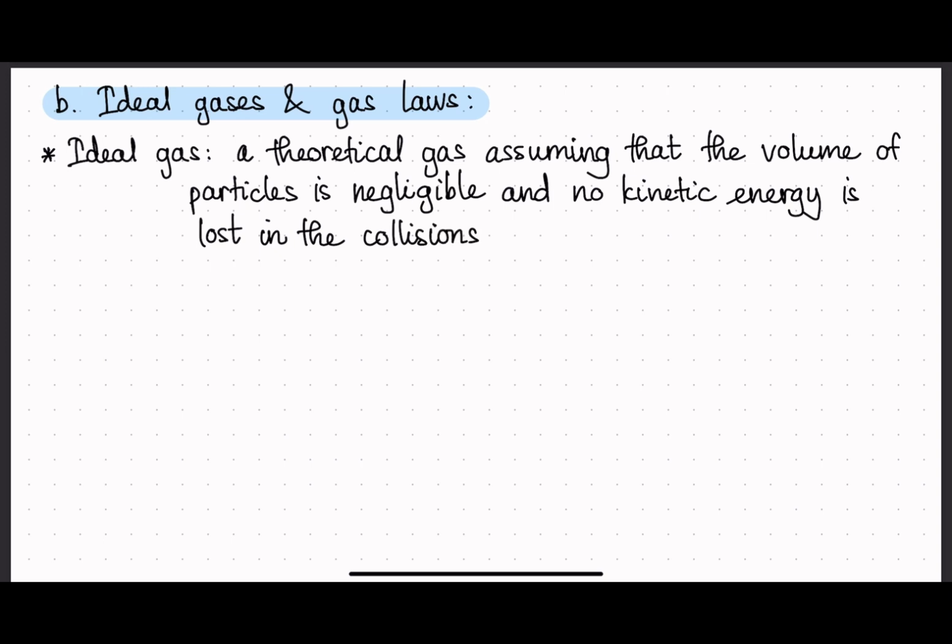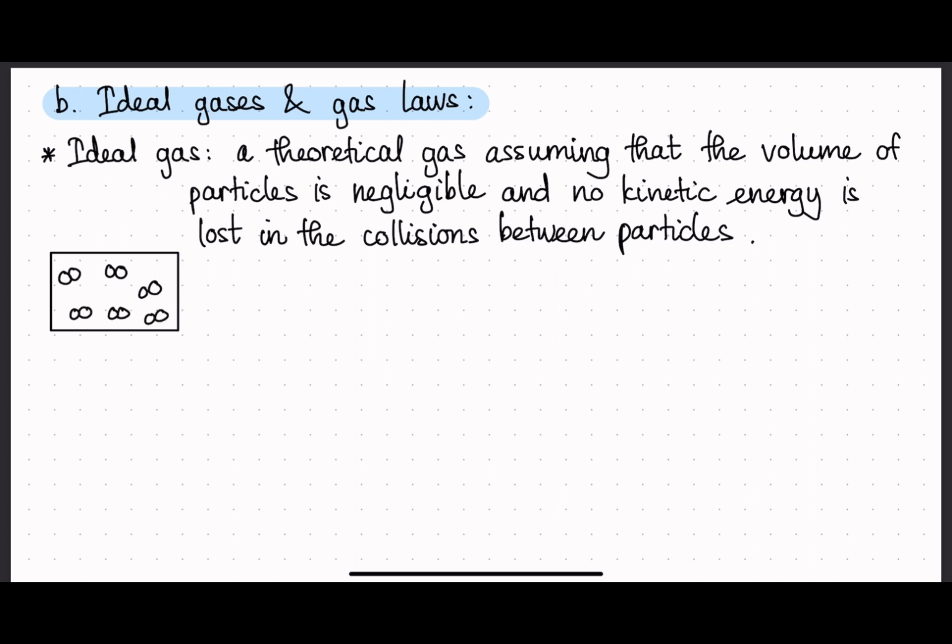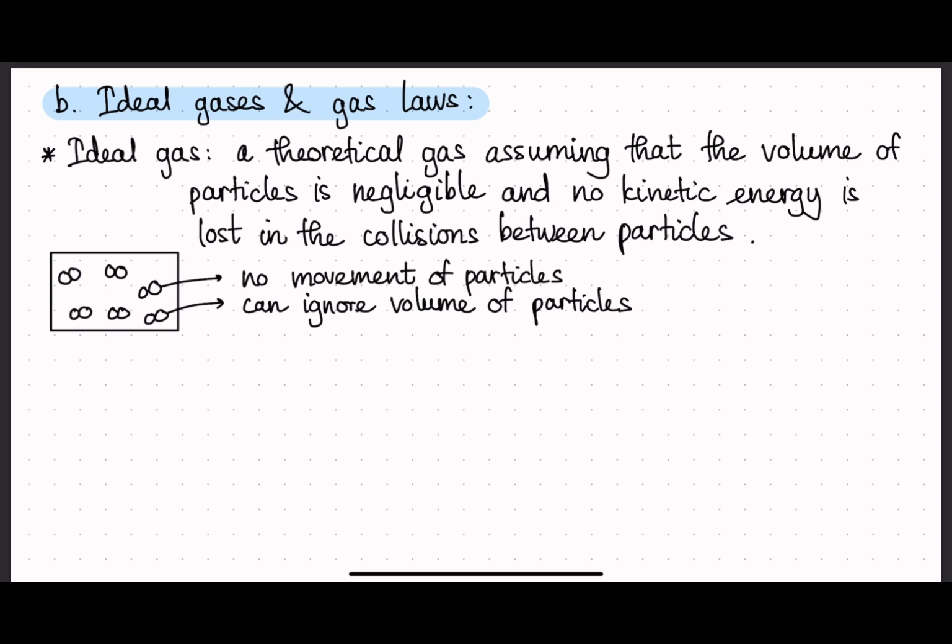And we also assume that the particles are not moving at all. But as we know from the previous subtopic, topic 1.1, the particles in the gas form move constantly. So this assumption is also just for the ease of calculation. Because of these two assumptions, this gas is considered ideal.